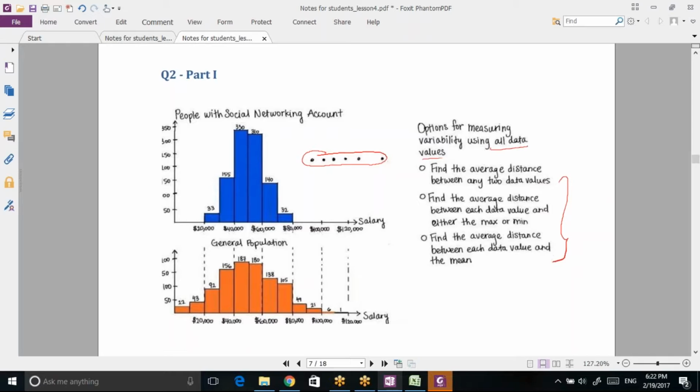The question is, I want to devise a method to find out variability which involves all the data points I have. You have these three options. What do you think should be a suitable way of finding the variability?